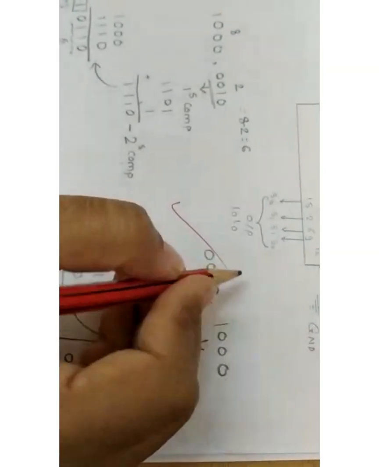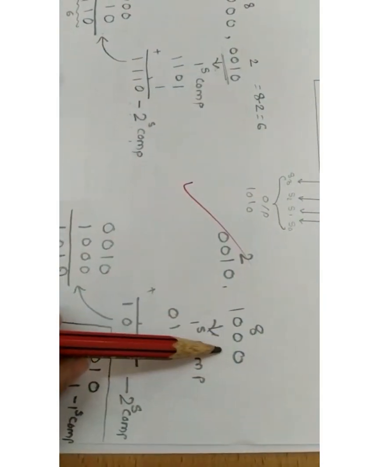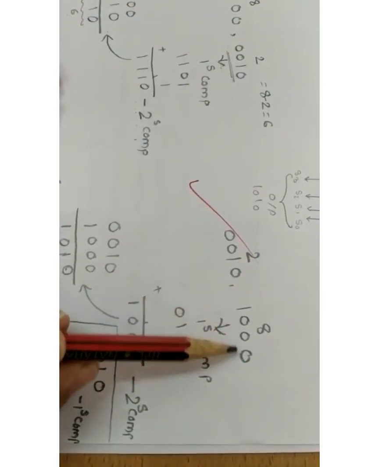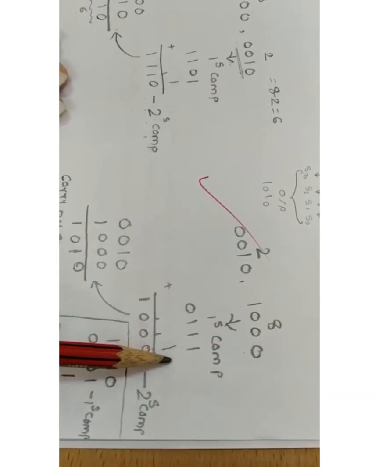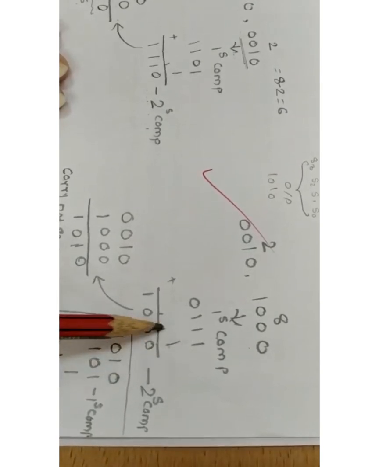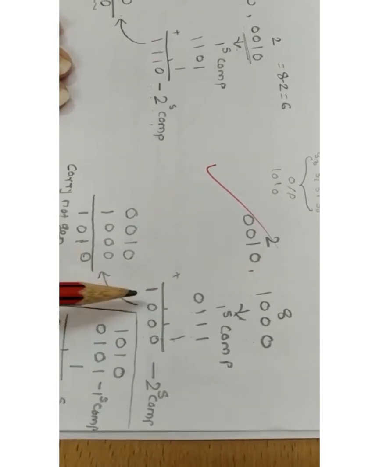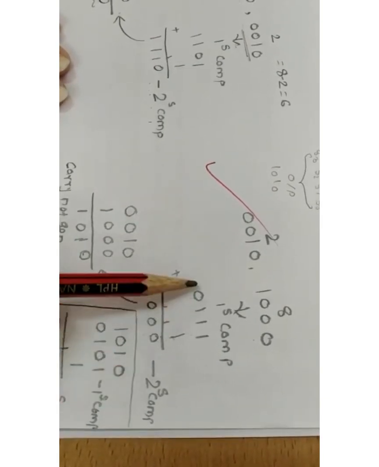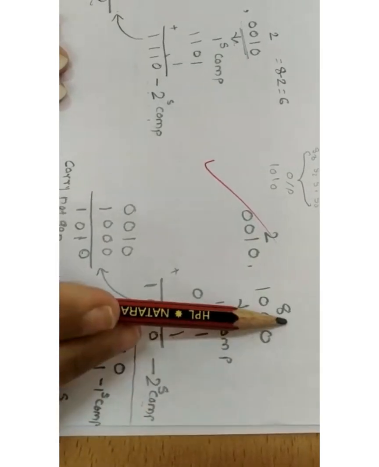Okay, so for the next example we will take 2 minus 8. Again take the 2's complement of the second number. The 1's complement of 1000 will be 0111. Here I am adding 1 for getting the 2's complement, so you get 1000 directly. So this is the 2's complement of the number 8.